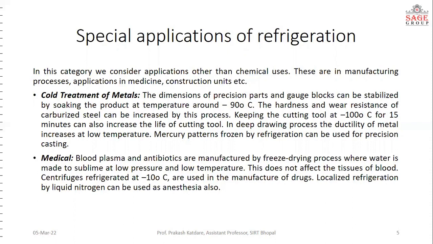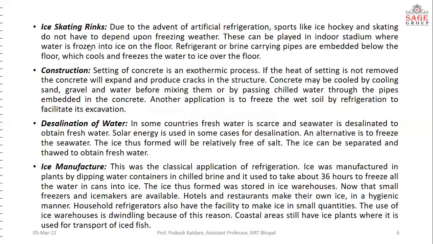In deep drawing process, the ductility of metal increases at low temperature. Mercury pattern frozen by refrigeration can be used for precision casting. In medicine, blood plasma and antibiotics are manufactured by freeze drying process where water is made to sublime at low pressure and temperature. This does not affect the tissue of blood. Centrifuges refrigerated at -10 are used in manufacture of drug. Localized refrigeration by liquid nitrogen can be used as anesthesia also.